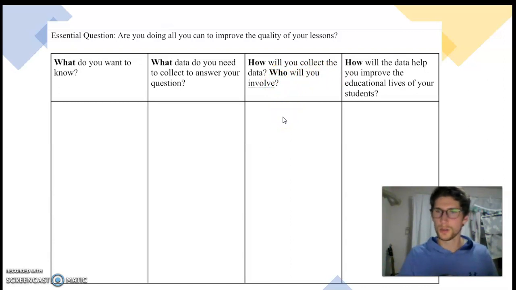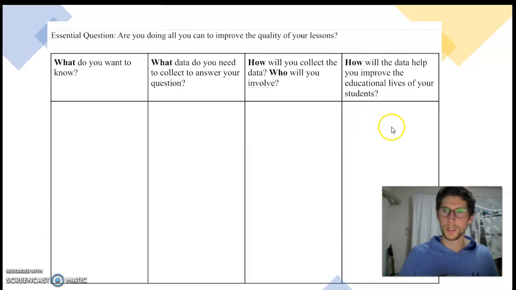Will you ask the teachers? Will you ask the parents? Or will you use a questionnaire to ask the students and parents, or the administration? Who will you involve, and how will you collect the data? And the last one is, how will the data help you improve educational lives of your students? How will the data that you collected, and how did answering this question help you improve the lives of your students?